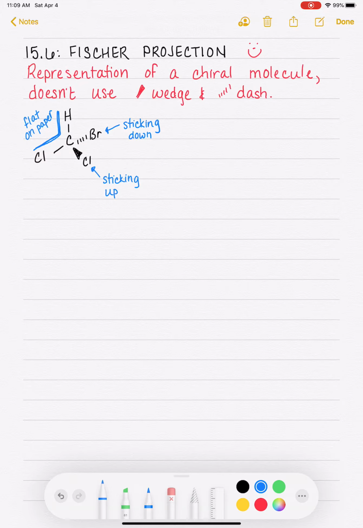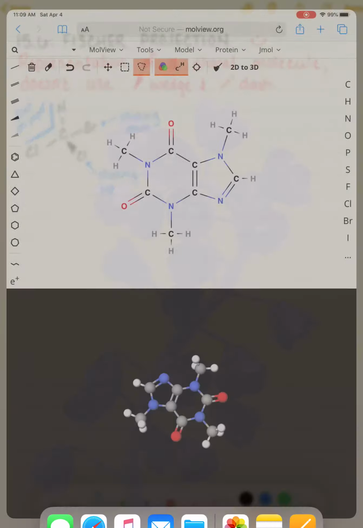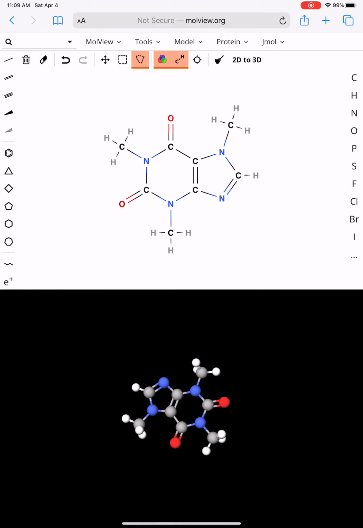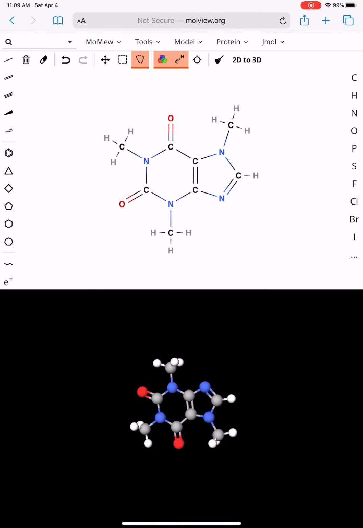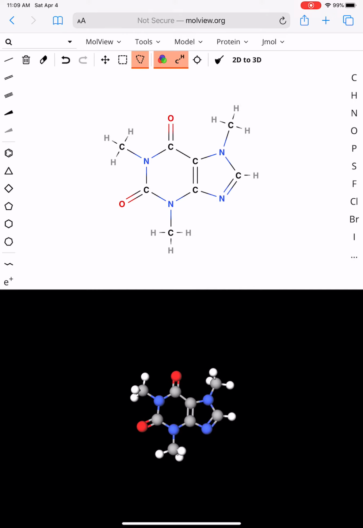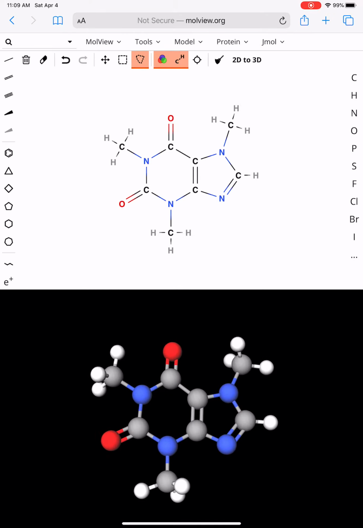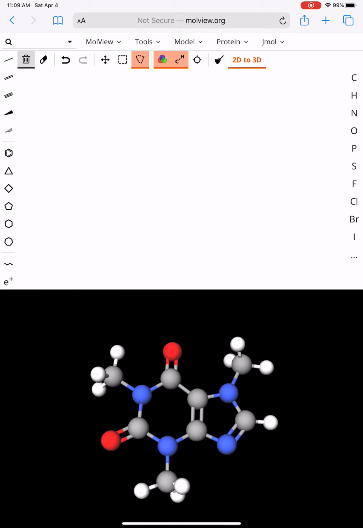Let's try to use MolView to get a visual of what's happening here. Please log in and play with this because it's a lot of fun. If you're wondering, this default molecule that it starts with, that's caffeine. That's what it always sets us up with in the beginning.